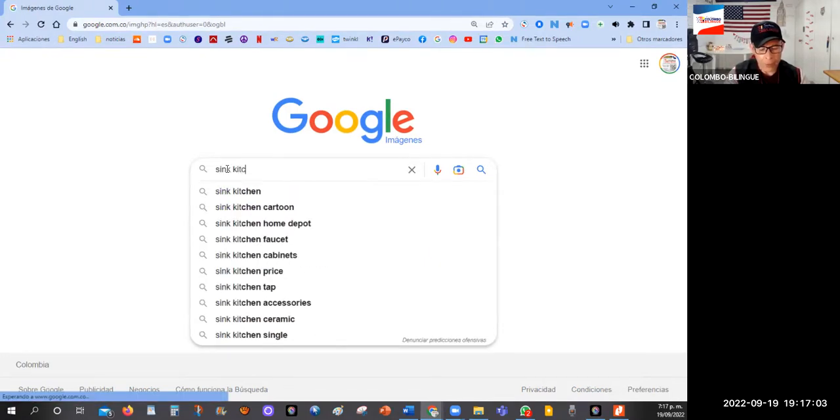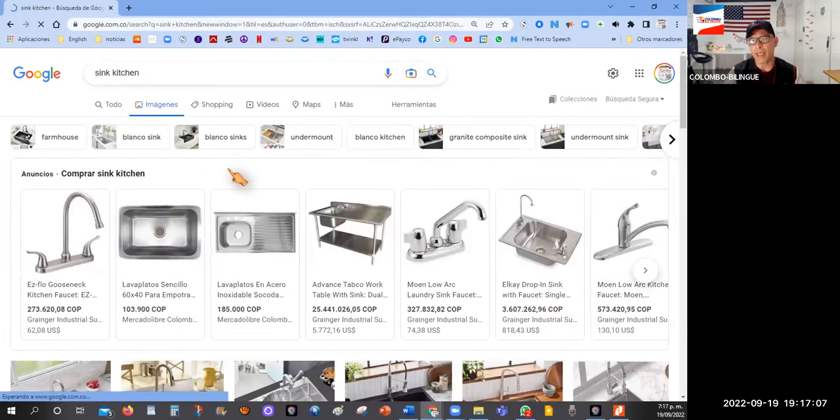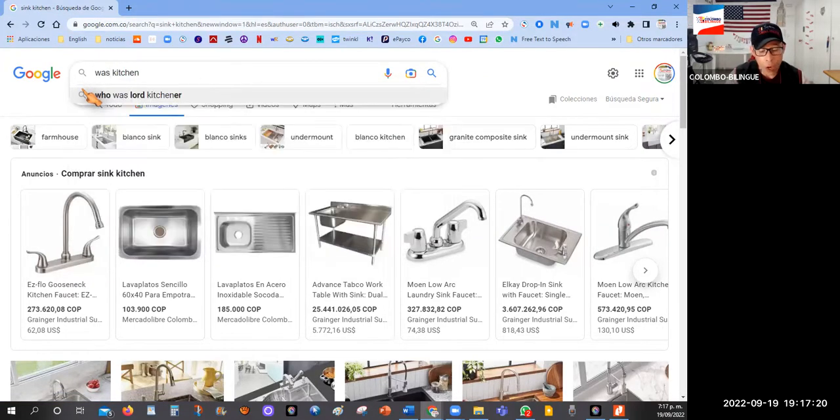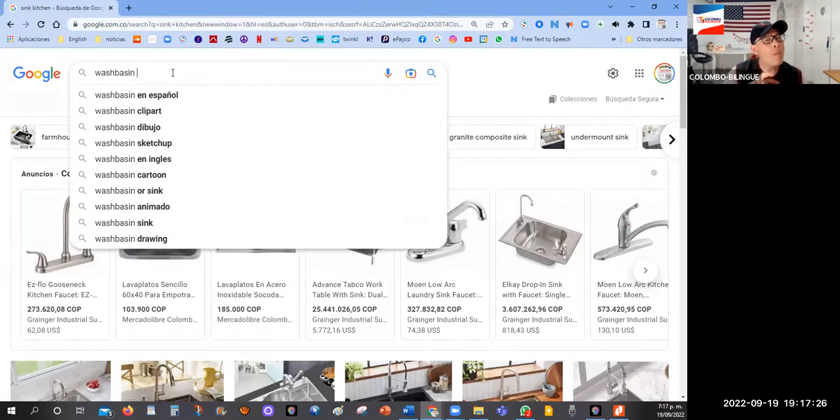para que todos miremos que es el contexto en la cocina. Okay, for example, this is a sink. El lavaplatos. Aquí le decimos lavaplatos, donde se lava la loza. All right, very good. Sometimes you need to be careful because there is another that is wash basin. Okay, but wash basin sometimes is not related to the kitchen, but it's more related to the bathroom.